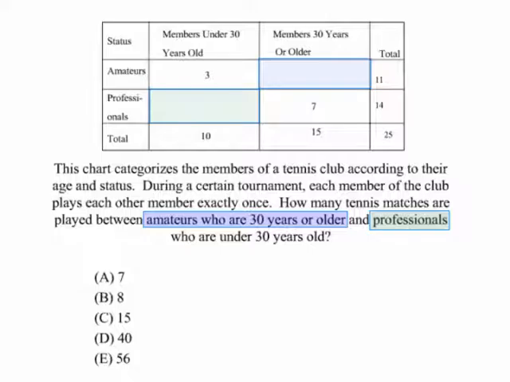Well, if there are 3 amateurs under 30 and their total is 11 amateurs, 11 minus 3 tells us there have to be 8 that are 30 years or older. And if we look at the professionals, if we've got 7 that are 30 years or older and a total of 14, that tells us we have 14 minus 7, or 7 members under 30 that are professionals. So 8 members that are amateurs, 7 members that are professionals, 15.